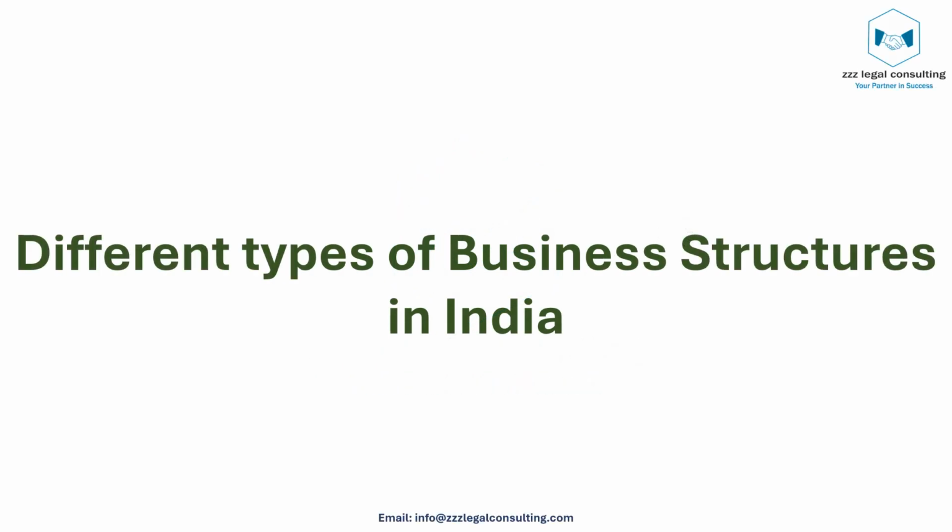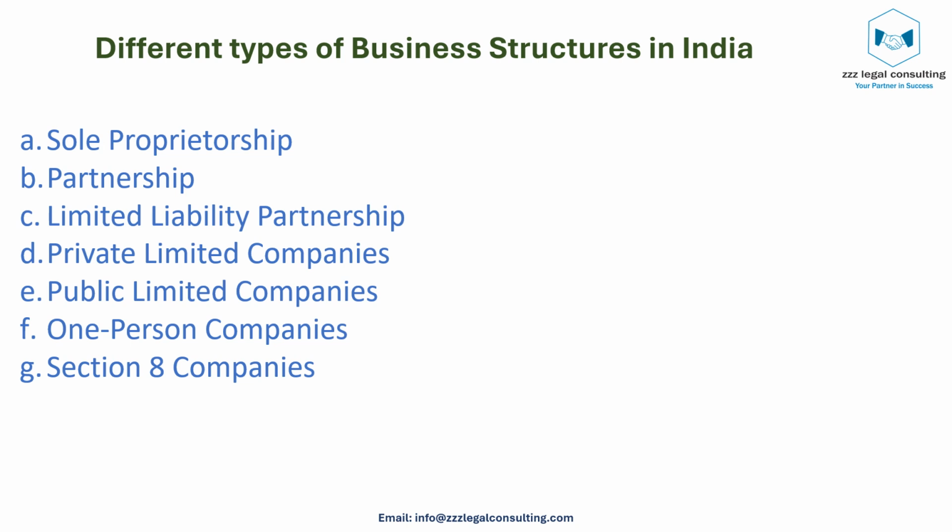In this video, we will note about the different types of business structures in India. We have a variety of business structures in India. One can select any structure according to his or her need. In this video, we will cover major business structures such as sole proprietorship, partnership, limited liability partnership, private limited companies, public limited companies, one-person companies, Section 8 companies. There are various other forms of business also present in India, like joint ventures, NGO, or trust. We will cover those in our next video.